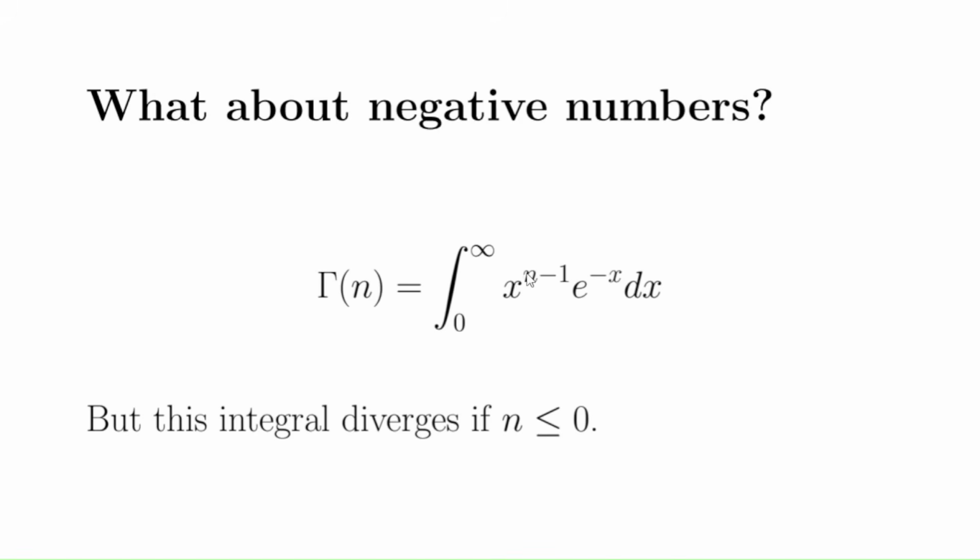But when n is less than 1, this becomes improper also at the left endpoint, at 0. And when n is less than 0, you get essentially an infinite area under the curve because of what is happening at 0, because of that vertical asymptote.